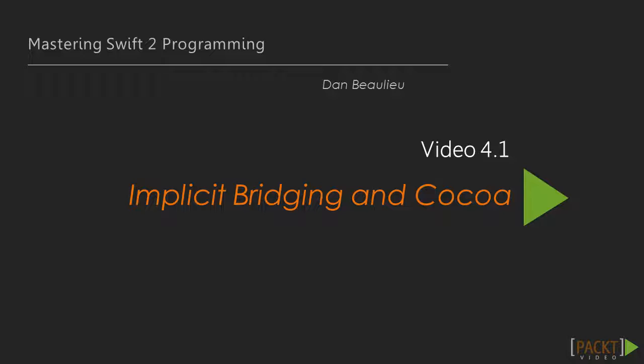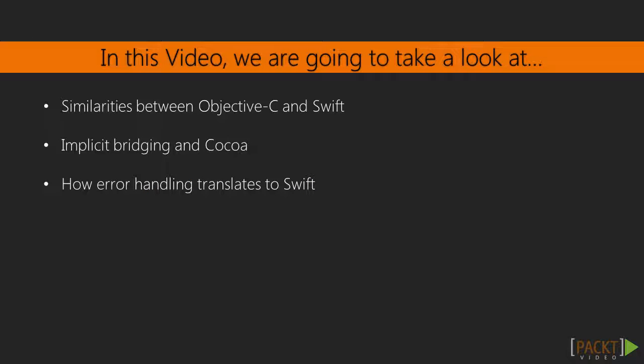Now we'll move on to the first video of this section, Implicit Bridging and Cocoa, which illustrates how Swift to Objective-C implicit bridging works. In this video, we're going to take a look at some similarities as well as some differences between Objective-C and Swift syntax. We'll see how each one utilizes the same Cocoa framework and how Swift types can implicitly bridge to Objective-C.